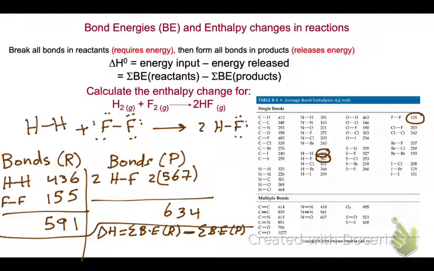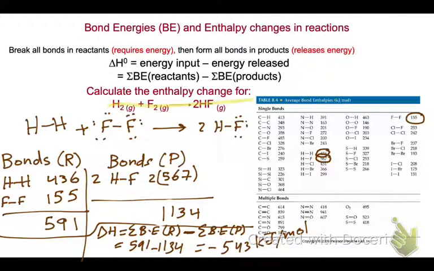Okay, so now it will be 591 minus 634. You do the math, and the answer will be, sorry, I made a mistake earlier. The sum here is 1134. So now when I do the math, it's 591 minus 1134. That is negative 543 kilojoules per mole, which is delta H for the reaction they wanted me to calculate. Let's look at another example.